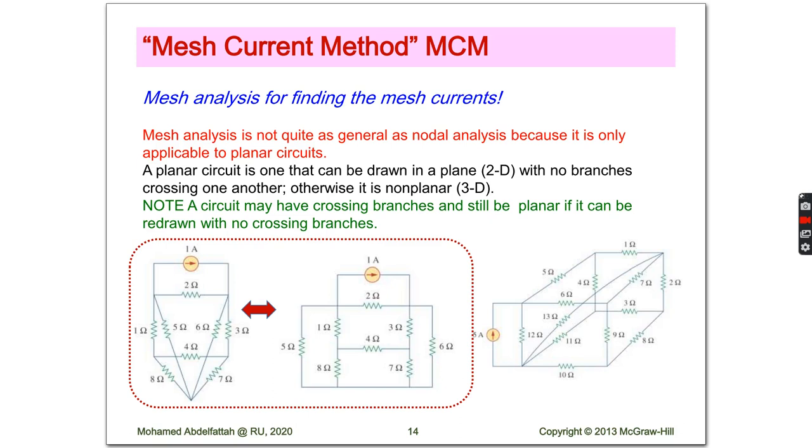There is a problem here with the mesh current method. It is applicable only for planar circuits. The definition of a planar circuit is a circuit that could be drawn without any crossing branches. But some circuits, like this one in the diagram, have crossing branches. But in fact, you could redraw the circuit without any crossing branches, so it's still a planar circuit. But this one is not a planar circuit and cannot be solved using the mesh current method. You have to use the node voltage method in this case.